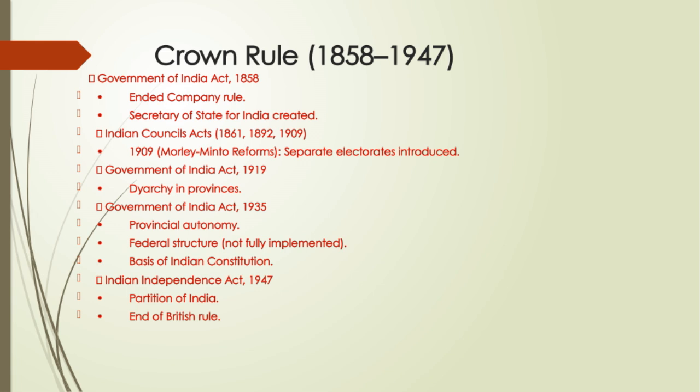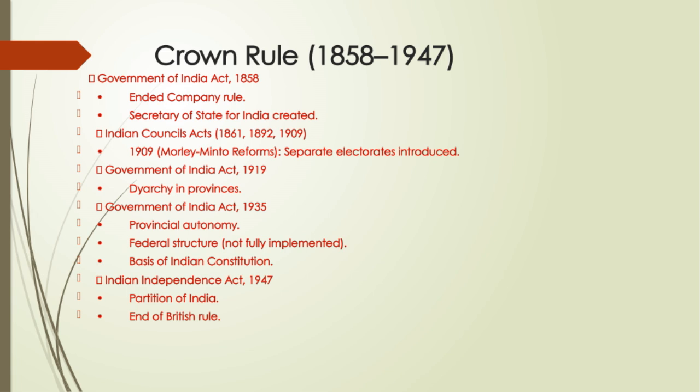affairs. Moving forward, the Indian Councils Acts of 1861, 1892, and 1909 introduced reforms aimed at involving Indians more in governance. Of particular importance is the 1909 Morley-Minto reforms, which for the first time introduced separate electorates. This meant different communities, especially Muslims, could elect their own representatives, a step that had long-term implications for communal representation.